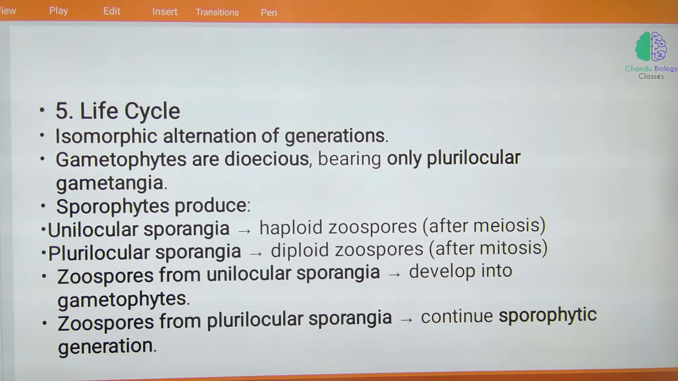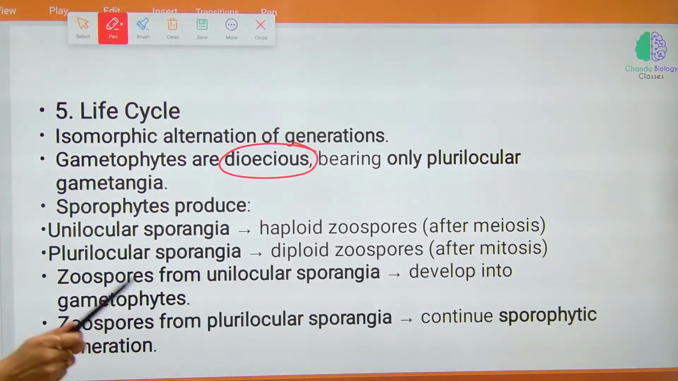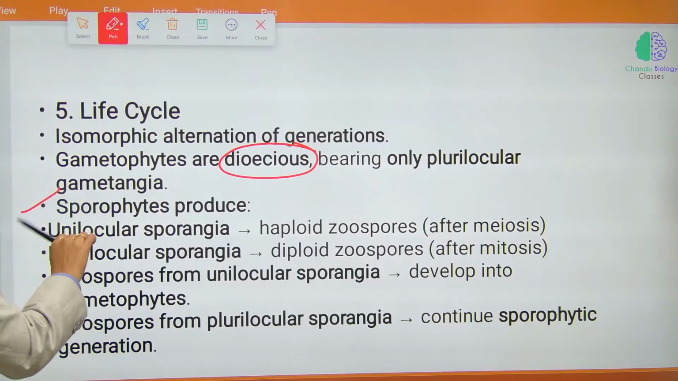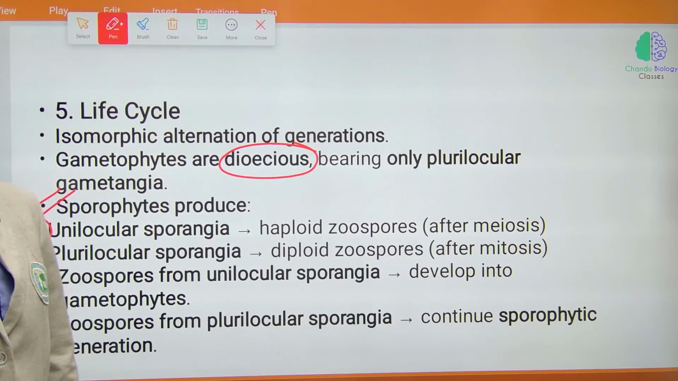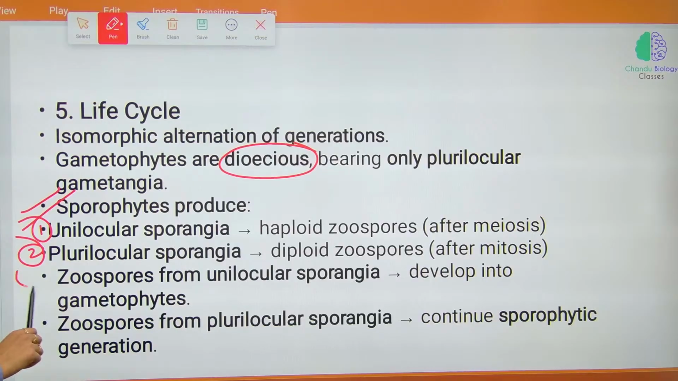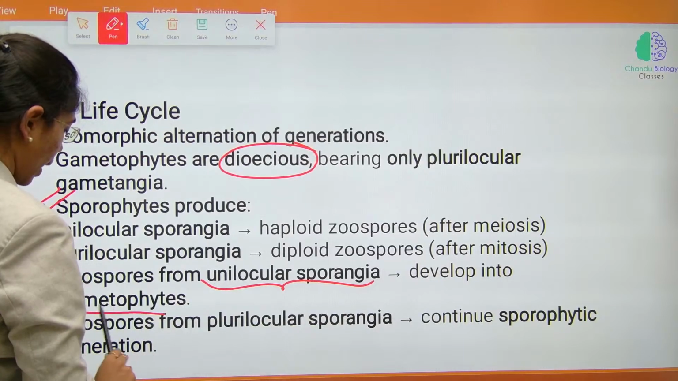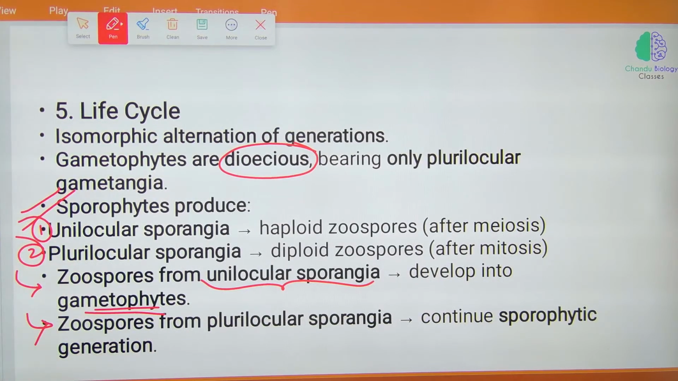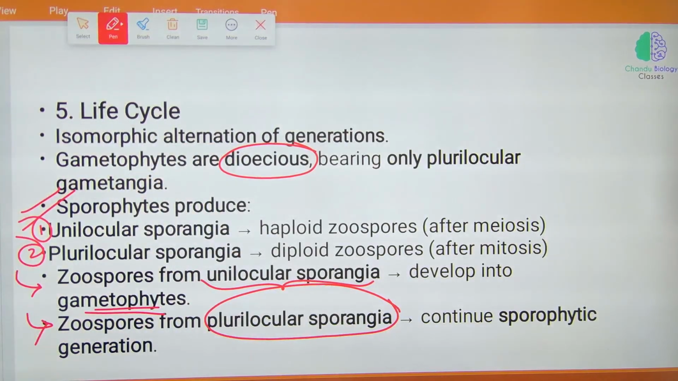The life cycle shows isomorphic alternation of generations. Gametophytes are dioecious, bearing only plurilocular gametangia. In the asexual cycle, plurilocular sporangia produce diploid zoospores. Zoospores form unilocular sporangia, which develop into gametes. Zoospores also form plurilocular sporangia. This continues the sporophytic generation. Clear with this? Next.